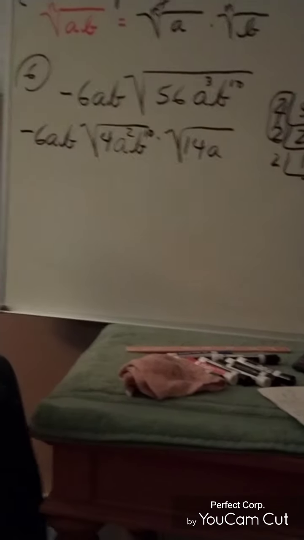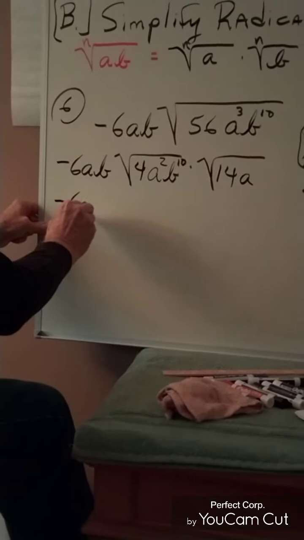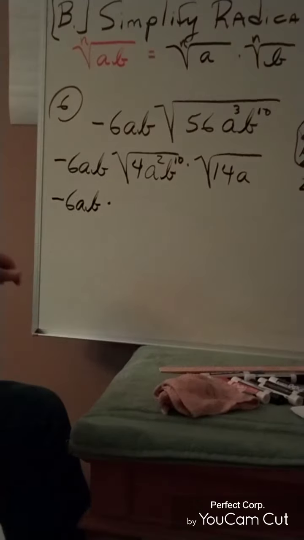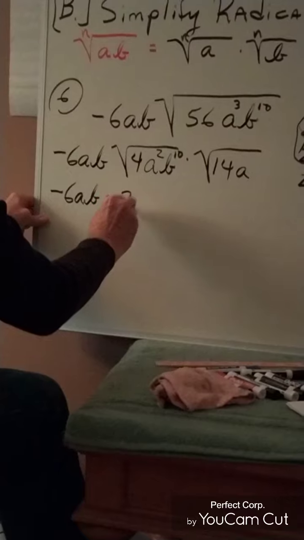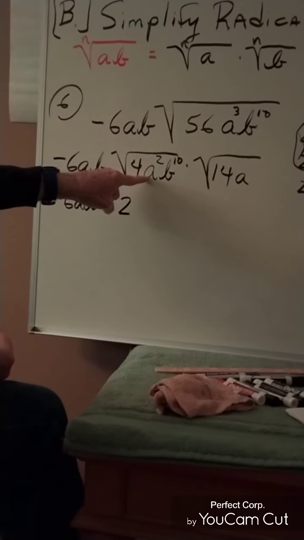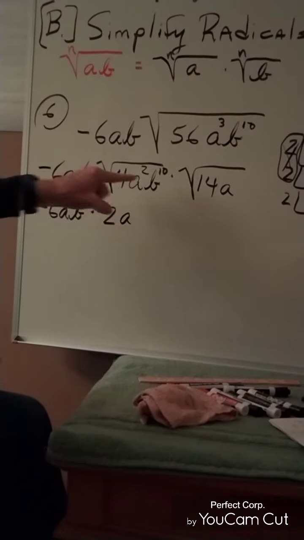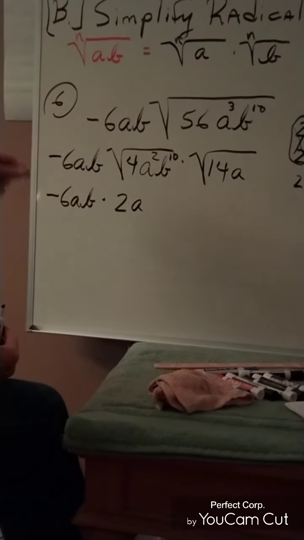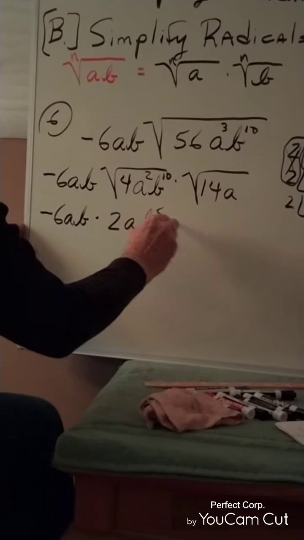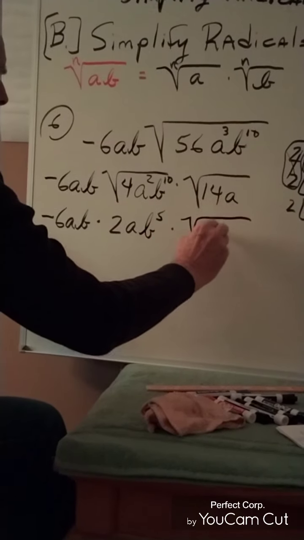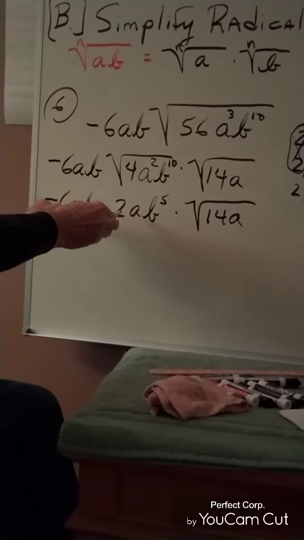And now let's carefully do this. Bring this down. Times the radical of 4, 2. The radical of a squared, a. The radical of b to the 10th, divide 10 by 2, b to the 5th. Multiplied by the radical of 14a. Now push these and unite these together.